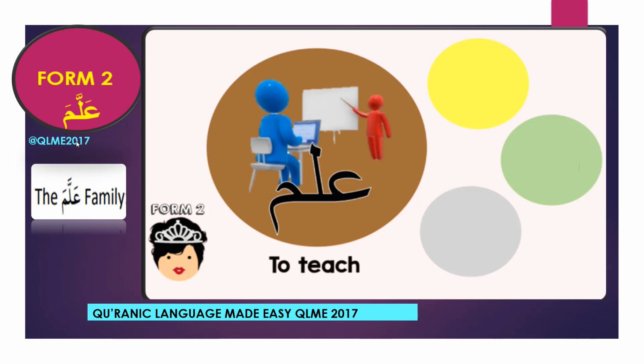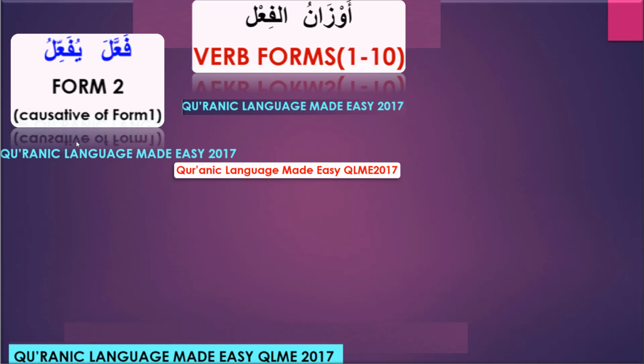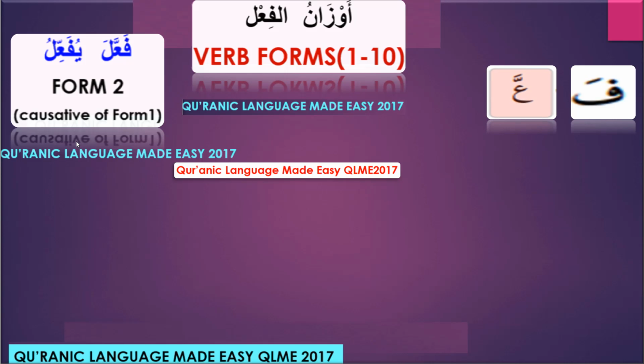Here alima, he knew, is the original verb, he had knowledge, right? But when we use it in form 2, fa''ala, it becomes allama, which means he taught, which means he passed knowledge on. So form 2 is fa''ala yufa''ilu. Verbs in this form can be recognized by the shadda, or the double letter, on their middle or second root letter, and they are often causative or intensive counterparts of verbs in form 1.